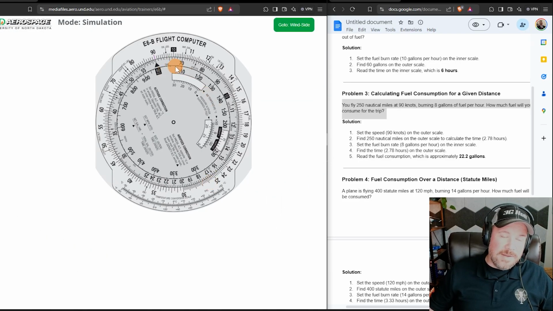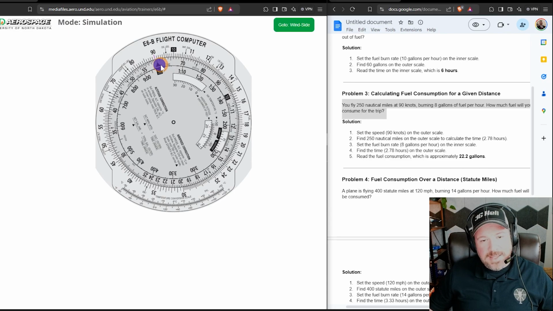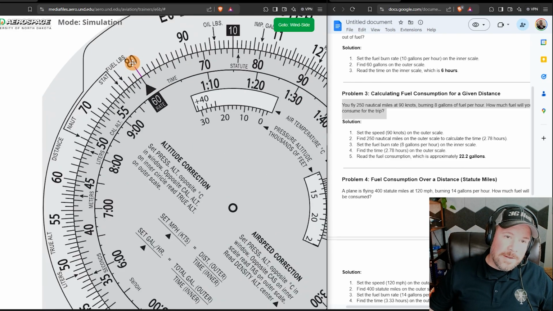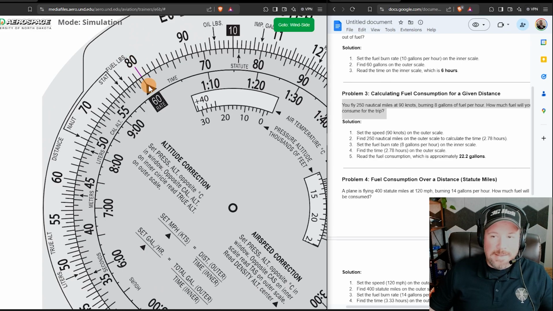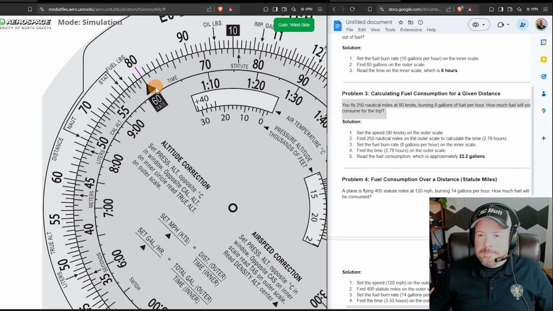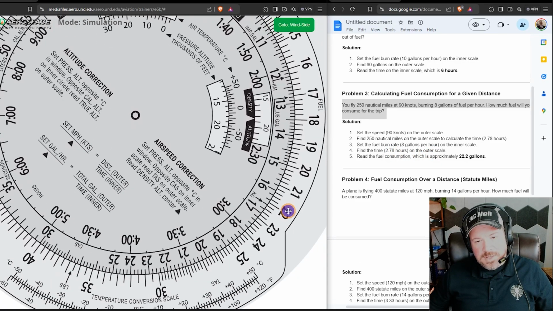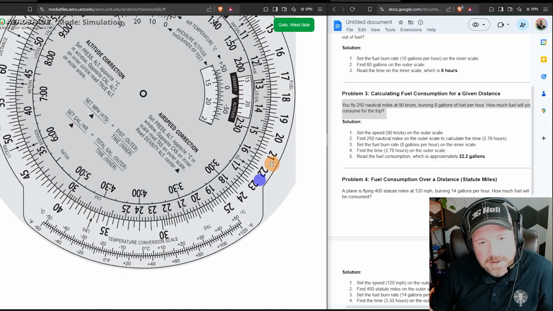So now we have 8 gallons per hour on the inner scale. We don't have an 8, but we have an 80. So we'll set that on the inner scale. And then find 2.78 hours on the outer scale, which is all the way down here. Now we're going to find on the inner scale that 2.7 mark, which is roughly here. And this is where we get on the outer scale the 22 point.